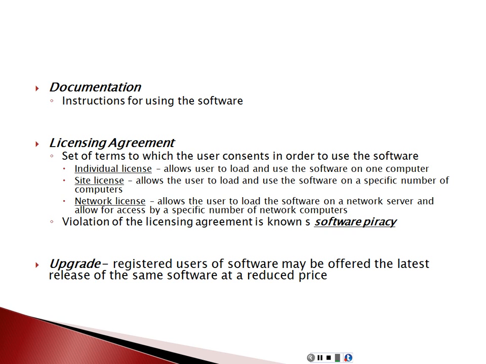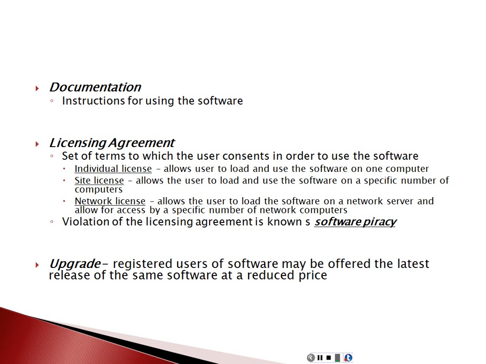The licensing agreement is the set of terms to which the user consents in order to use that software. Now, I want to define the three types of licenses. There's an individual license, and that allows the user or the individual who purchased that particular software to load and use it on a computer. Now, some individual licenses will allow you to load it on more than one, for example, a desktop and then a laptop.